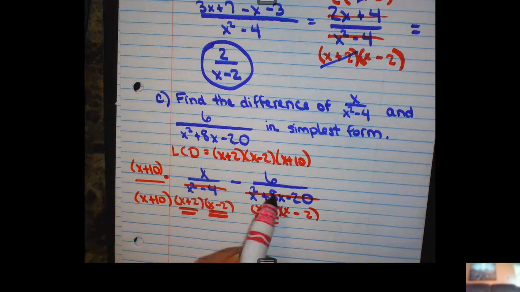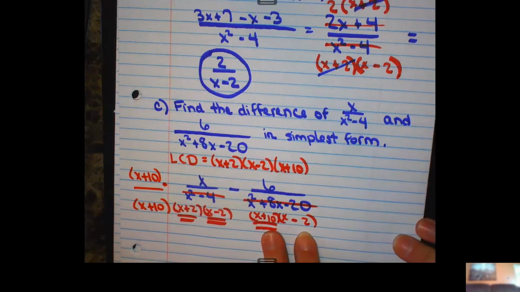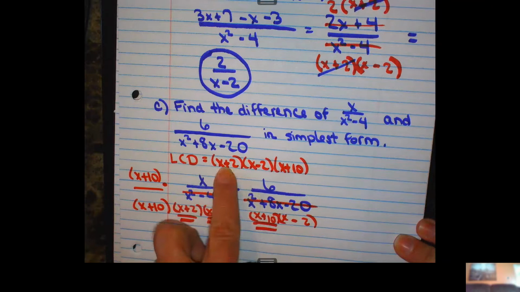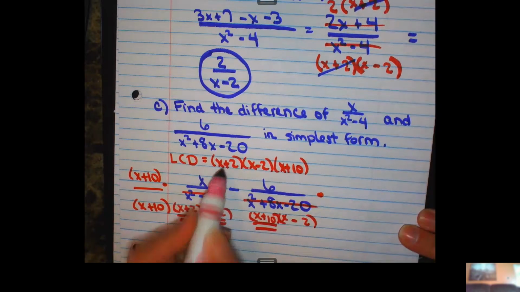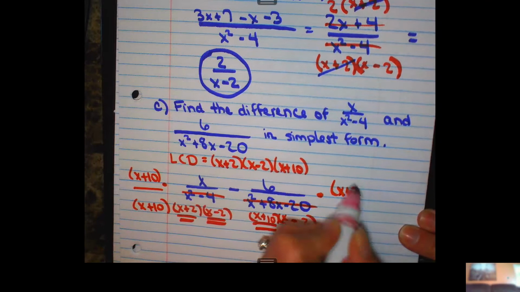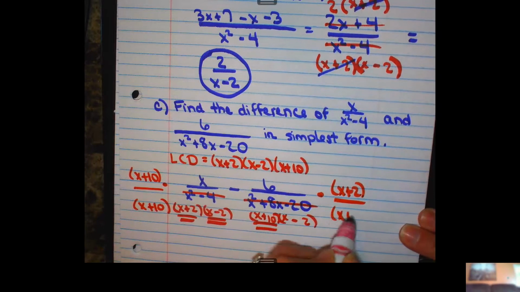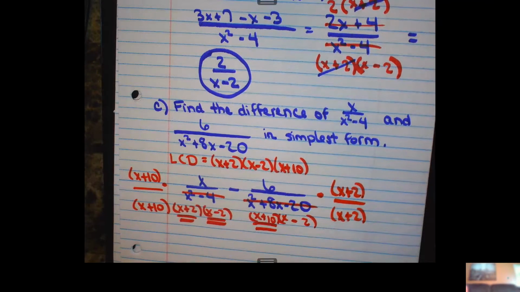Over here, I'm missing from the LCD an x plus 2 because I have the x minus 2 and the x plus 10. So I'm going to multiply everything, top and bottom, by x plus 2. So I write it twice, one on the top, one on the bottom. Now I'm going to clean this up.